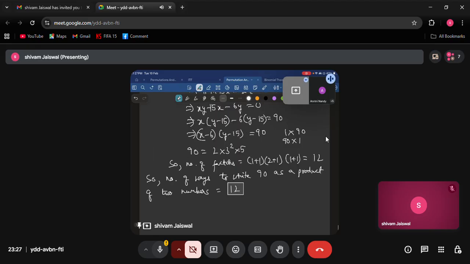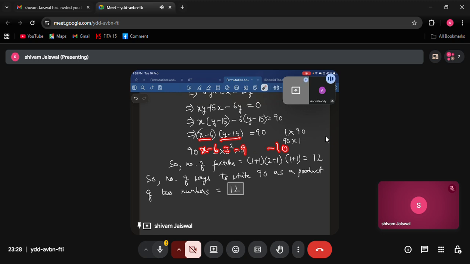Next, over here we need to check whether there can exist negative into negative or not. Okay, now try to understand. If x minus 6 is something which is less than minus 6, for example, minus 9, then y minus 15 has to be minus 10. Are you people getting?